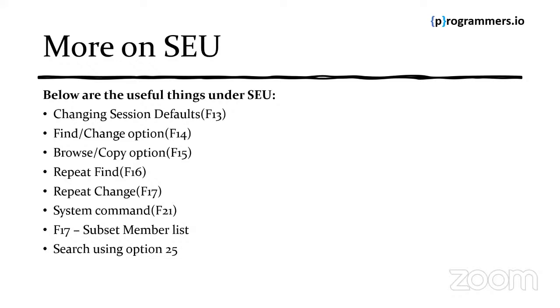Next one is the F17 subset member list. If you have a lot of members inside your source physical file but you don't know the source member name, you can use the F17 function key to define the starting characters of the source member name or type. So you can filter the source members inside the source physical file. The last one is the search using option 25. I'll show you inside the system.